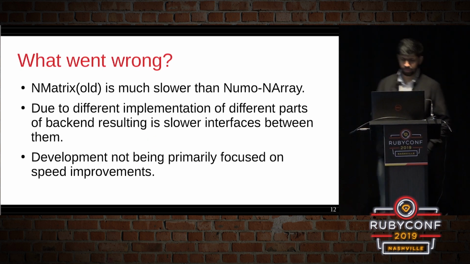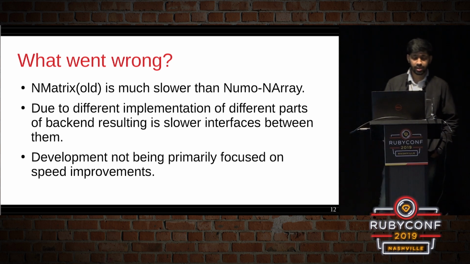So what was the reason behind it? NMatrix, which started in 2011, was written by a bunch of people, each one having a different implementation for their backend. Some part was written in C, some in C++, some purely in Ruby. When we combined those and made the interface between them, it became slow because we have to convert the data while transferring from one backend to another. Also, the development of NMatrix wasn't focused primarily on performance.